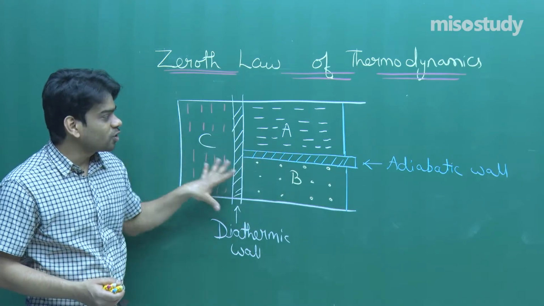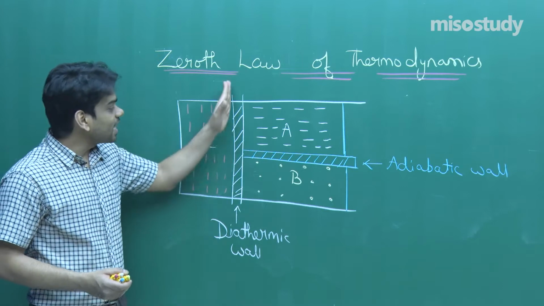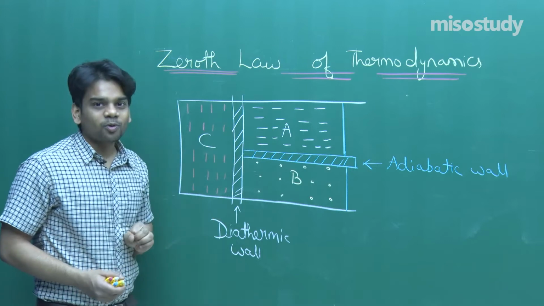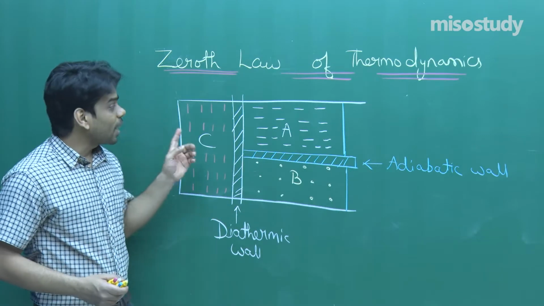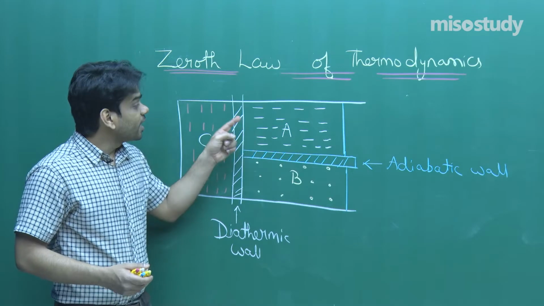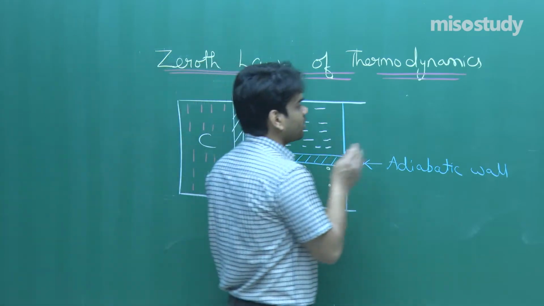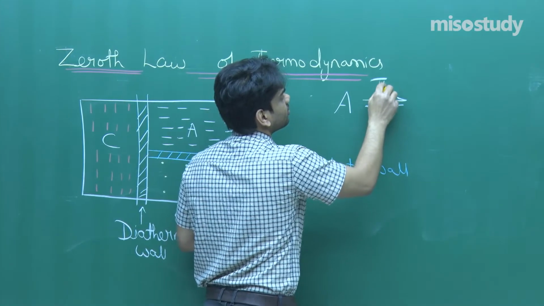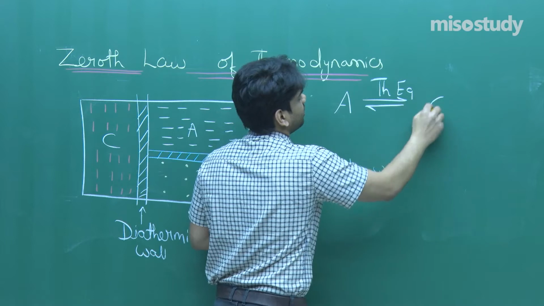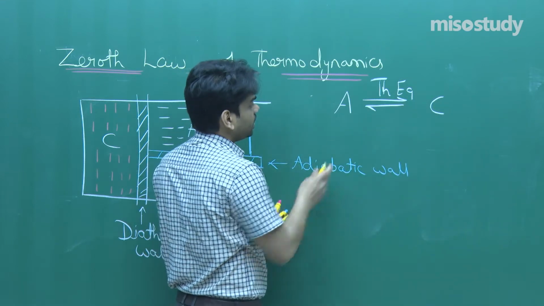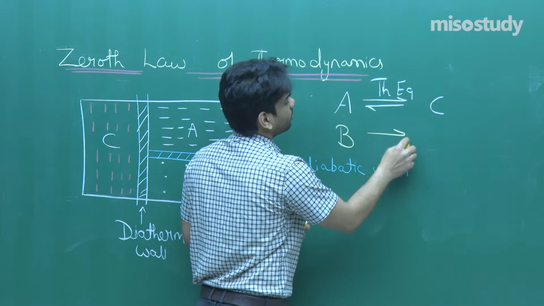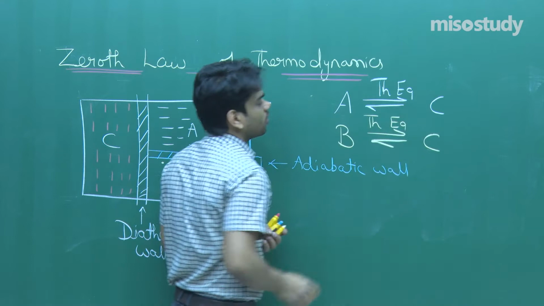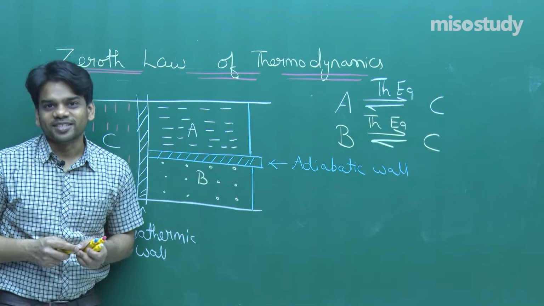Initially the temperature of each of the bodies is different, but as A and C and B and C are separated through a diathermic wall, they are going to exchange heat energy. So what will happen? A state will be reached when A will be in thermal equilibrium with C. So I am marking here, A will be in thermal equilibrium with C, and similarly B will also be in thermal equilibrium with C. This is what we will be observing in the A and C and B and C cases.